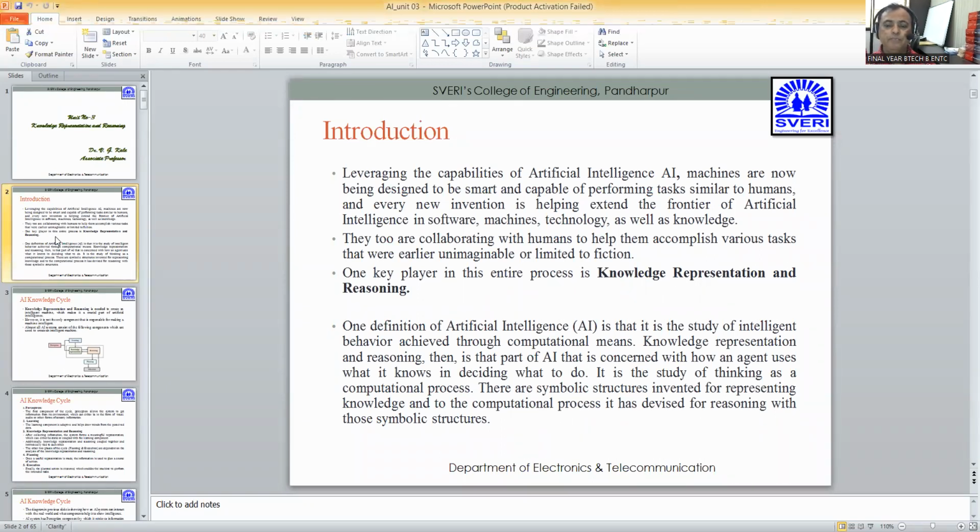Now, if we go back to the definition of AI, we know that it is the study of intelligent behavior achieved through computational means. Now, where does knowledge representation come in, where does reasoning come in? Knowledge representation and reasoning is a part of AI, and it is concerned with how an agent uses what it knows in deciding what to do. जो तुम्हें पता है उसका इस्तेमाल करके डिसाइड करना कि क्या करना है क्या नहीं करना है, that is the knowledge representation and reasoning.